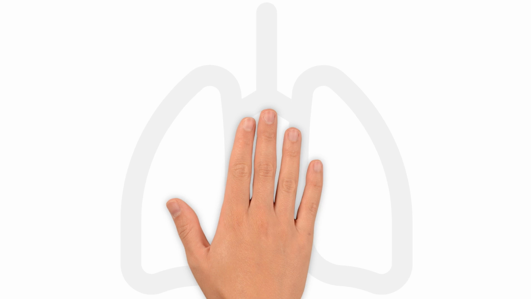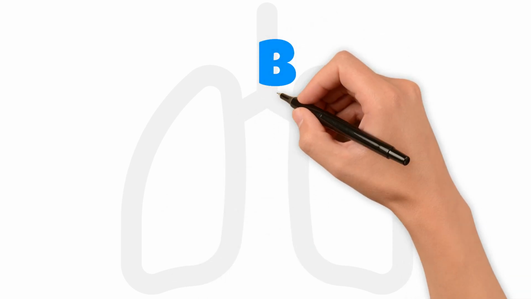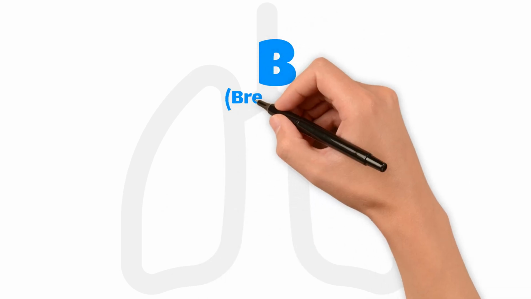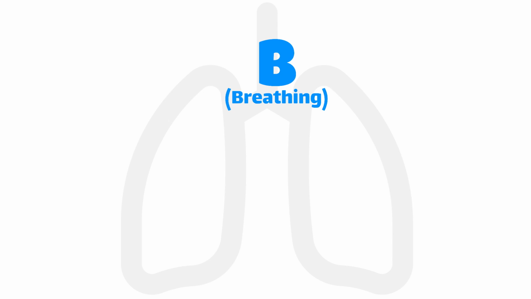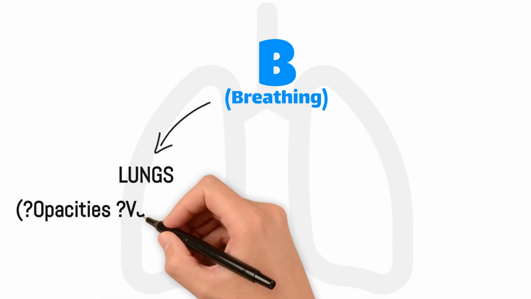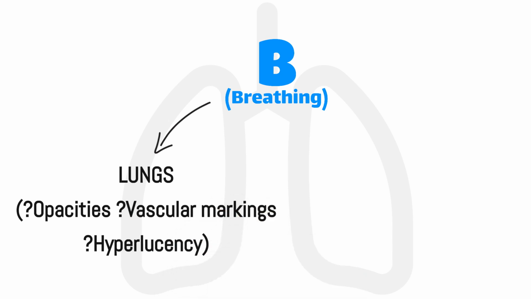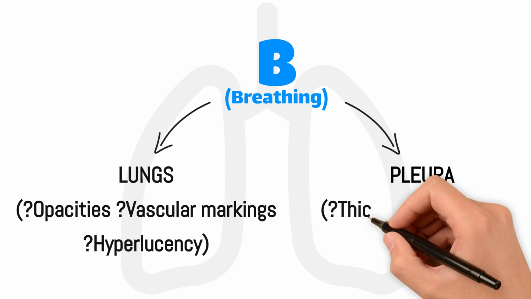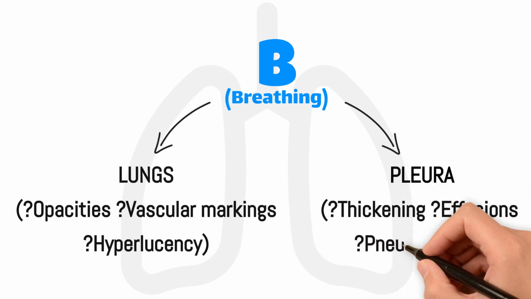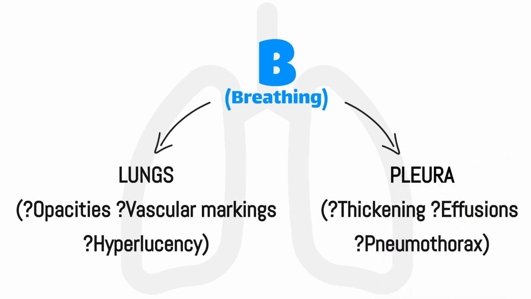Moving on to B. B is for breathing. B includes lungs and pleura. While looking at lungs, you'll be checking for opacity, vascular markings, or any hyperlucency. And while checking pleura, you'll be checking for any thickening, effusions, or any free air like pneumothorax.